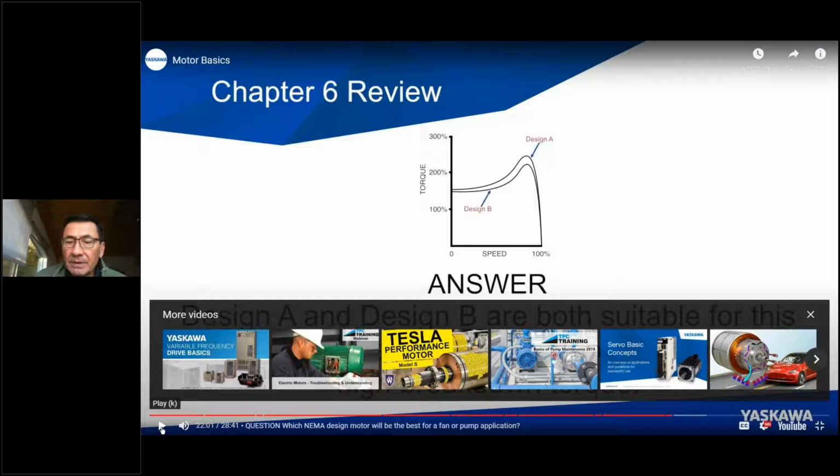It provides much better torque for starting the load and for maintaining the motion of the load, and it has much less slip, therefore the speed is easier to regulate from the VFD. So again, the Design A motor is the primary motor we use for all applications that we consider today with variable frequency drives.